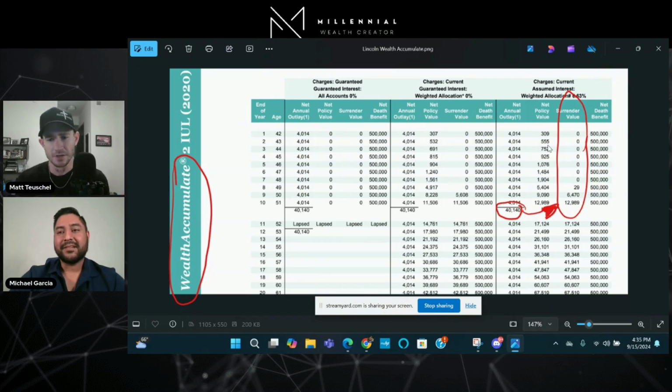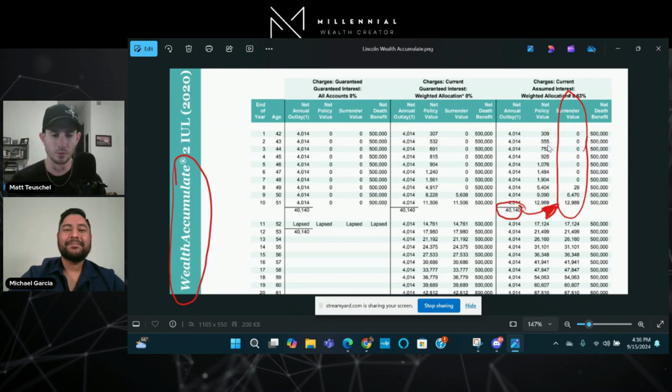Is the other issue too that this is an option A design, right? Level death benefit. It is. The 500,000 stays the same. And I believe, correct me if I'm wrong, Michael, but you make more commission on an option A level death benefit than you do increasing. Is that correct? Not necessarily, but yes, in this case, it was minimally funded. If you minimum fund any death benefit, you're going to make a ton of commission.